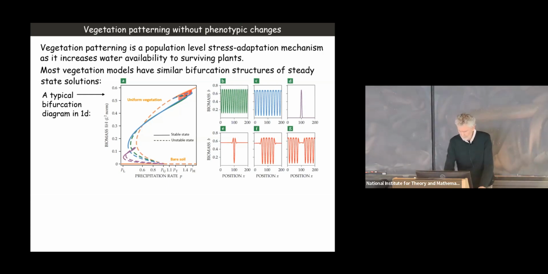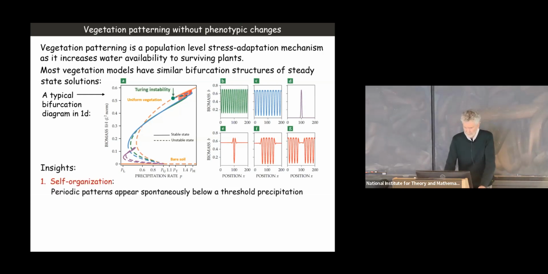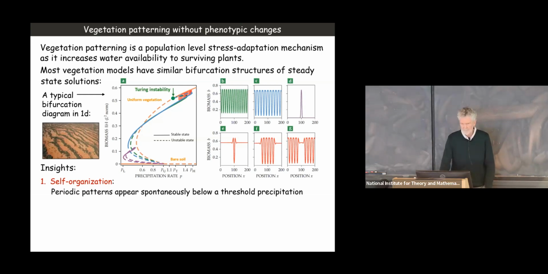So we have, in that range, localized patterns, and the uppermost branch corresponds to uniform vegetation with a single gap, the lowest one to a periodic pattern with a single missing gap. And a few insights. Well, this is a self-organization phenomenon. Periodic patterns appear spontaneously below a threshold precipitation, the Turing instability, which explains this type of phenomena.